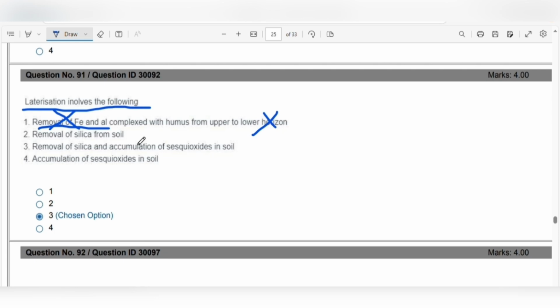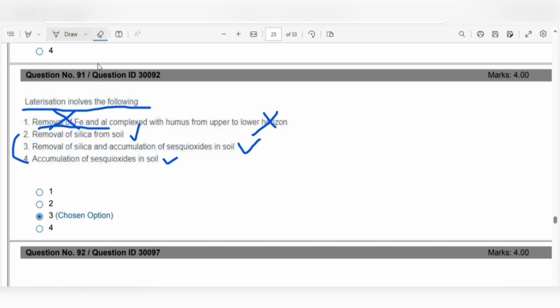Removal of silica from soil. This is correct, but we have to check all the options because there might be more than one correct, and we cannot rush to a conclusion just by seeing one or two options. I am telling you repeatedly that you must check all the options, and read them thoroughly more than twice to be absolutely sure of what you are marking. So this one is true, no doubt. Option 3 is removal of silica and accumulation of sesquioxides in soil. This is also true. Accumulation of sesquioxide in soil is true. So option 3 is basically option 2 plus 4.